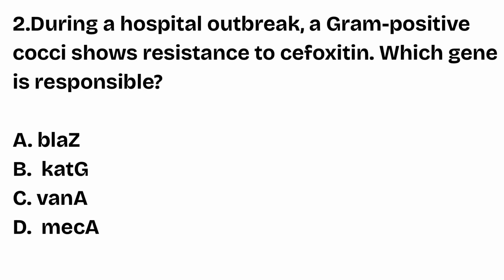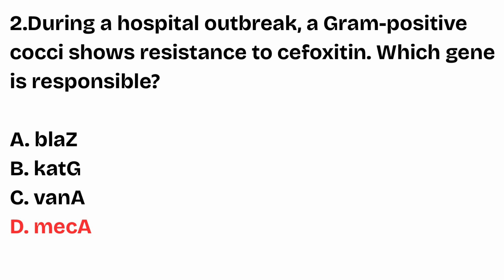Question number 2. During a hospital outbreak, a gram-positive cocci shows resistance to cefoxitin. Which gene is responsible? blaZ, catG, vanA, mecA. The right answer is option D, mecA. The mecA gene encodes PBP2A, an altered penicillin-binding protein with low affinity for beta-lactam antibiotics. This gene is responsible for methicillin resistance in Staphylococcus aureus, detected by cefoxitin resistance in the lab.